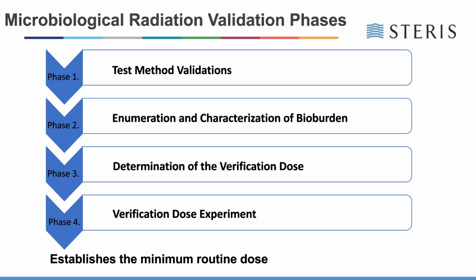There are some important phases that we need to consider in the microbiological radiation validation. The first phase being the test method validations. The second phase will look at the enumeration and characterization of the bioburden. In the third phase, we will determine the verification dose. And in phase 4, we're going to perform that verification dose. This process will establish the minimum routine dose required for the product.